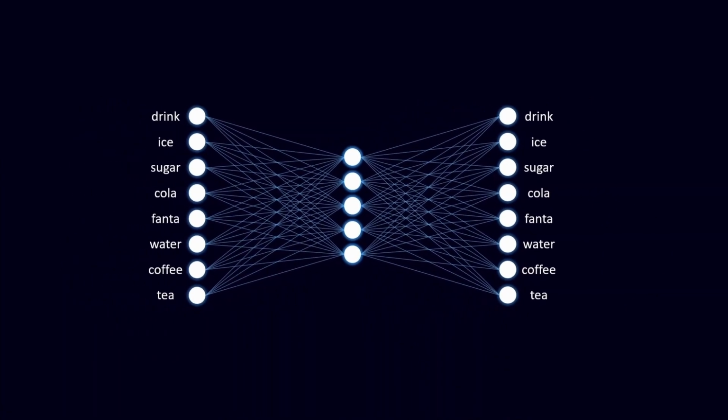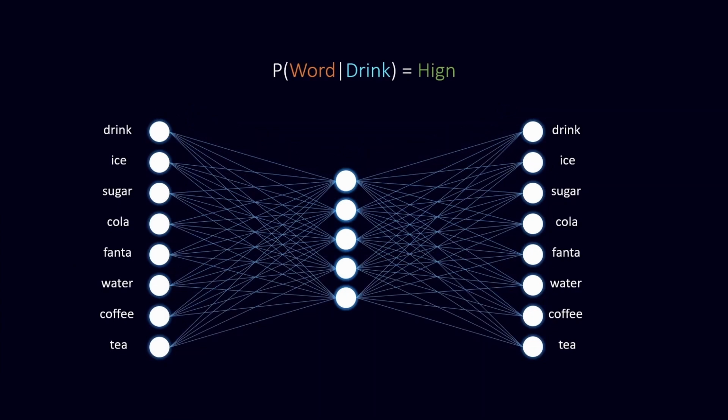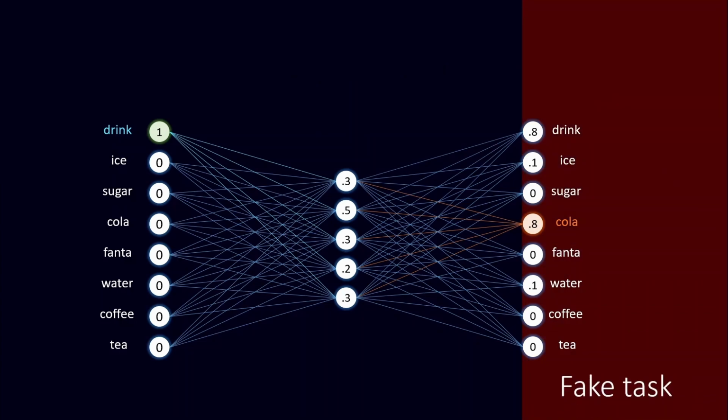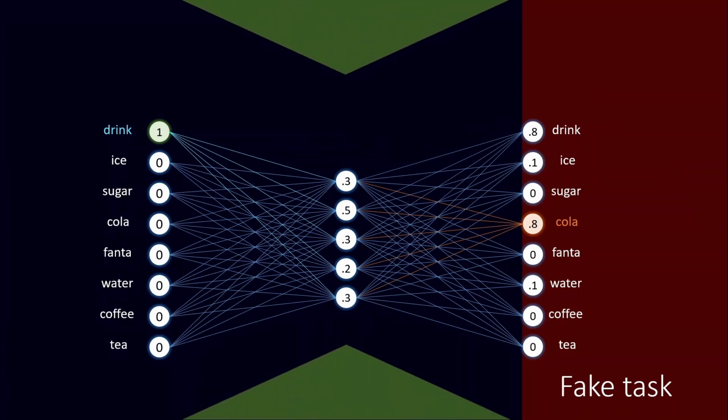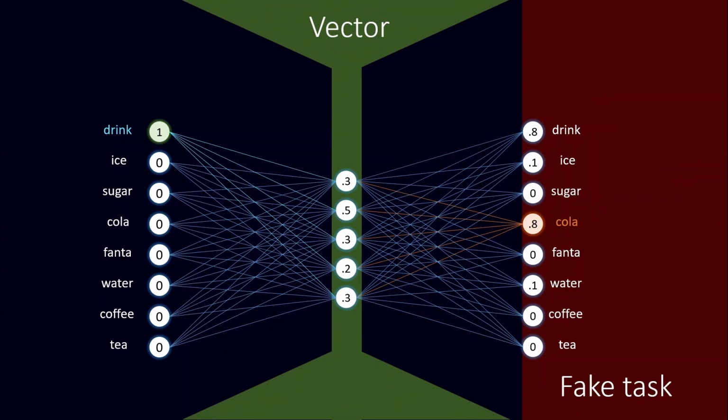Now, remember our probability? Okay, so let me add some real words like cola and drink, and the neural net works just like this probability. It takes a context and returns the probability of a word. You can pause and see that these things are just the same. But again, why fake task? So here it is. The fake task means we're not interested in the results. We are interested in the process, in the vector inside the neural net.